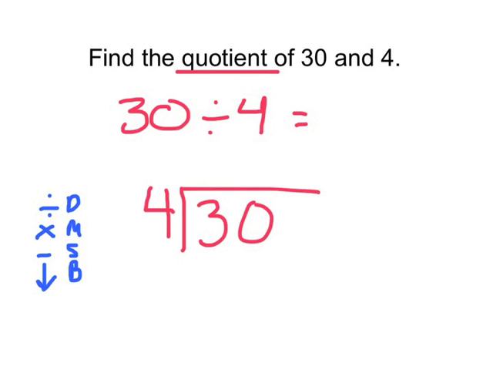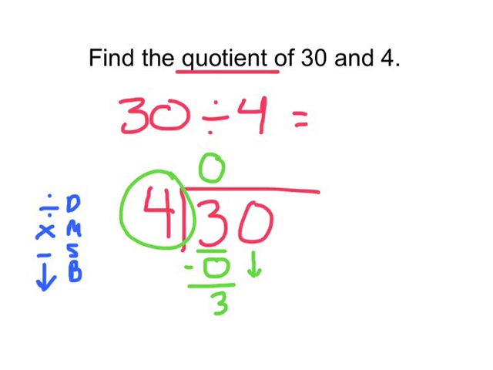So divide. You say to yourself, how many times does 4 go into 3? 3 is too small. 4 can't fit in 3. So on the top we put our answer, 0. And then we do 4 times 0, because that's the multiply step. Then we subtract and bring down the 3. And then we bring down the next number, 0.